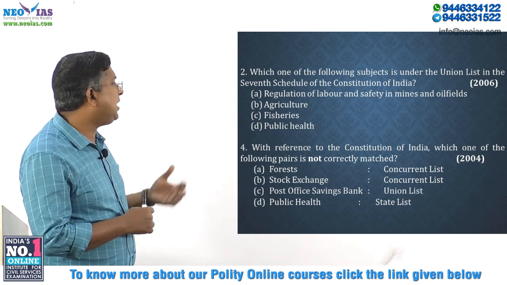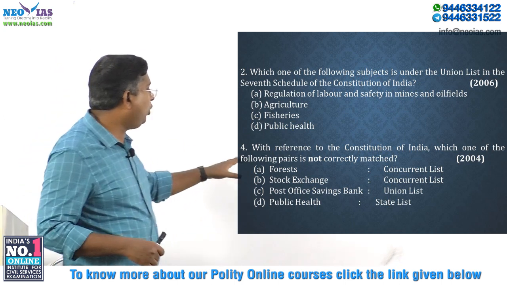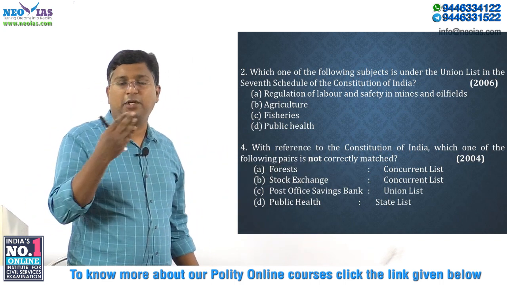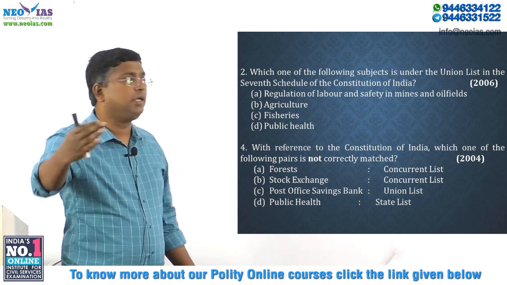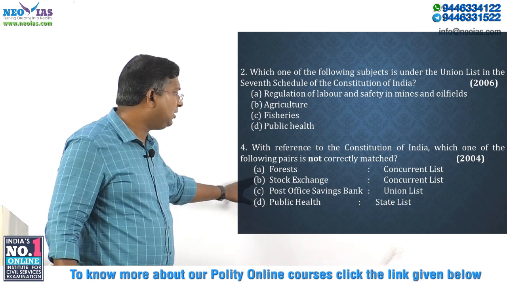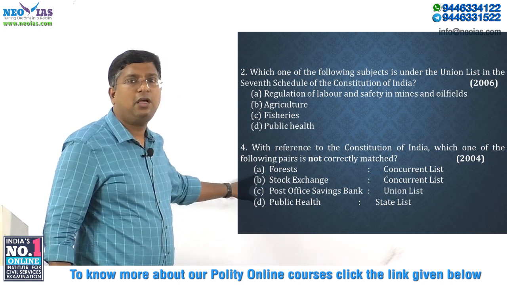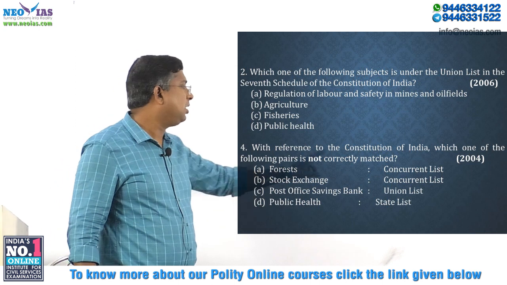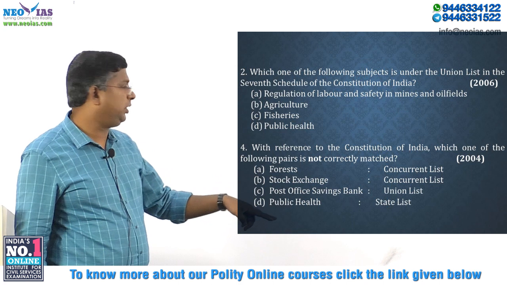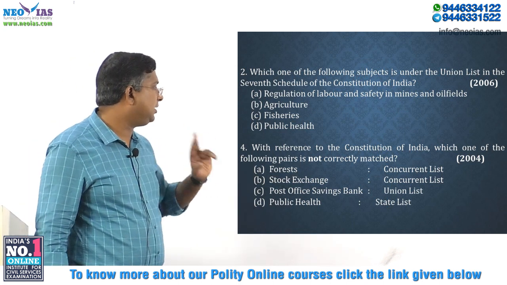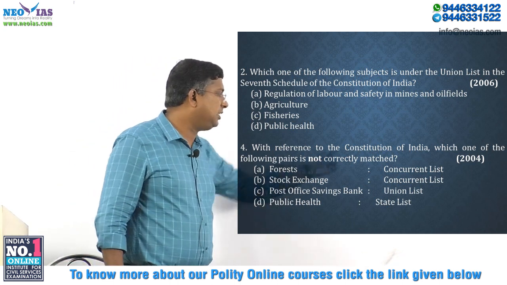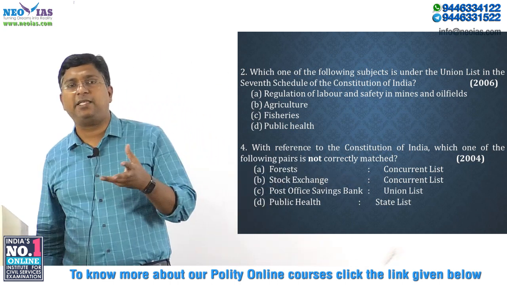Then there was a match the pair question. We know that forest comes under the concurrent list after the 42nd Amendment Act. The 42nd Amendment Act shifted forest to the concurrent list. So forest, concurrent list is correct. Stock exchange, this is wrong. Stock exchange is there in the union list. Stock exchange is not there in the concurrent list. It is there in the union list. Post office savings bank, we know that it is there in the union list. Public health, we know that it is the state list. So they are asking for not correctly matched. So not correctly matched is stock exchange, because the correct match for stock exchange is the union list.